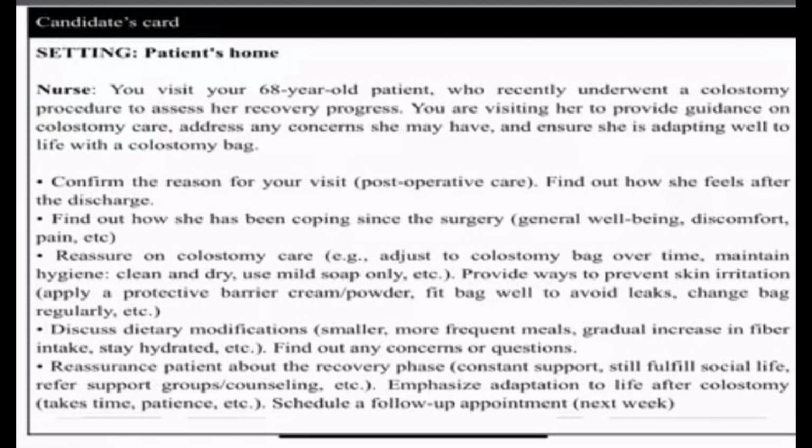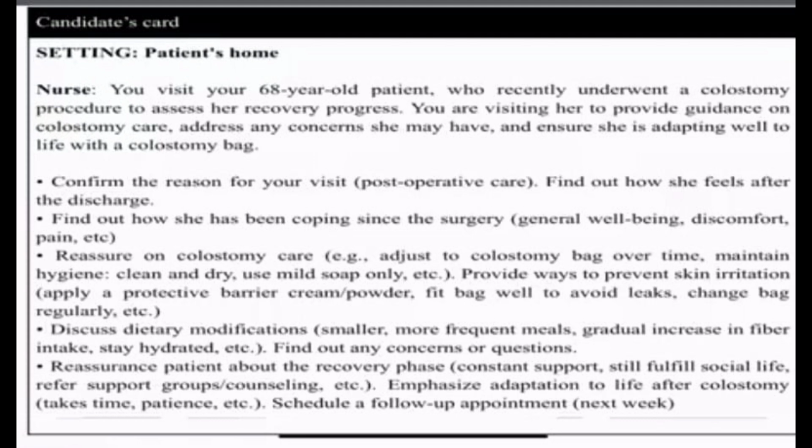And next, again, another one is emphasis on adaptation to life. So we can say, I understand it is very difficult to manage after surgery, so for this you need patience and time also, okay. So like this we can tell the patient. And last we can say, I will also meet you next week. In the meanwhile, if you have any questions, do contact us, okay.